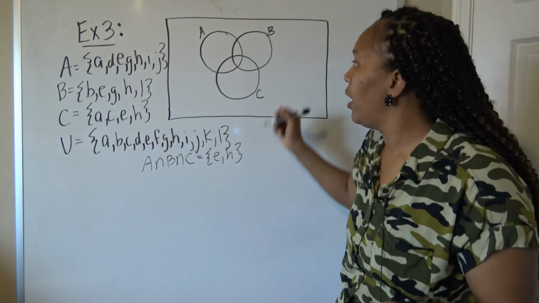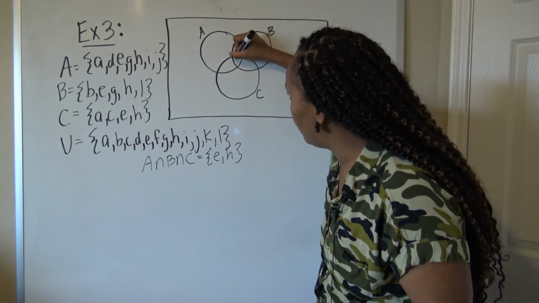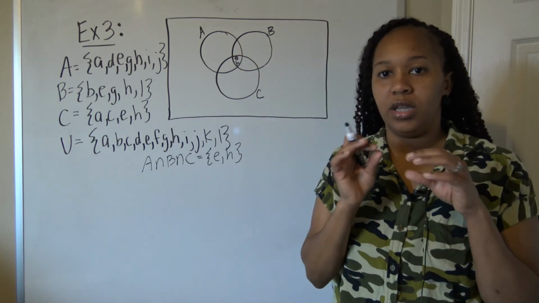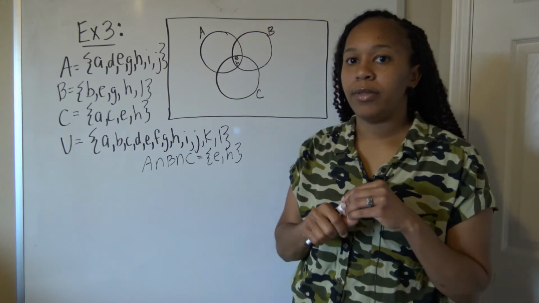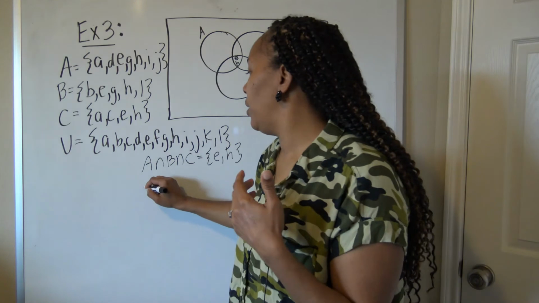So I would start by putting E and H in that intersection of all 3 sets, in that innermost region. I know this is really small. That's an E and an H right there. Okay. And then I would next want to see, what does A and B have in common?